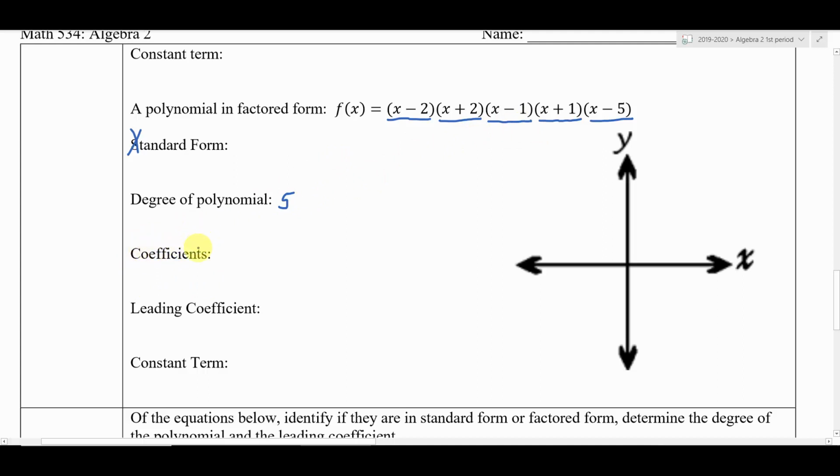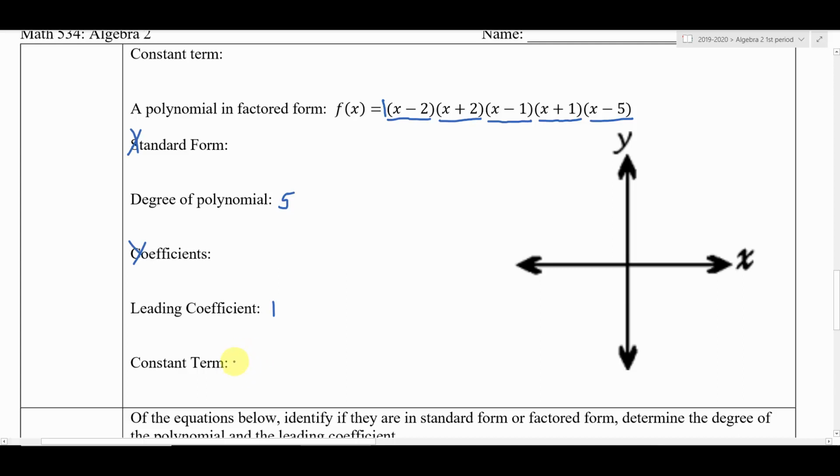All right. Same thing with the coefficients. We can really see the coefficients in standard form, but it's really hard to tell what the coefficients are going to be when it's in its factored form. So we're not going to worry about the coefficients for this one. Now, the leading coefficient we can see, right? So remember, that's always going to be this number that's out front of the parentheses. And since there's nothing here, we get to assume that it's a 1. So we know the leading coefficient is going to be a 1.